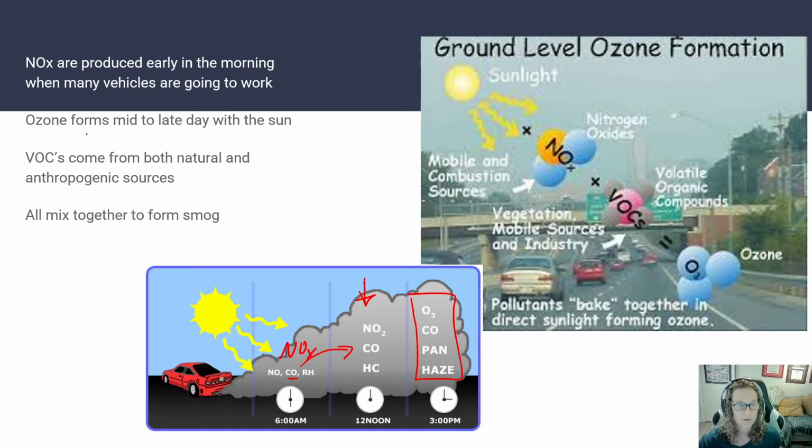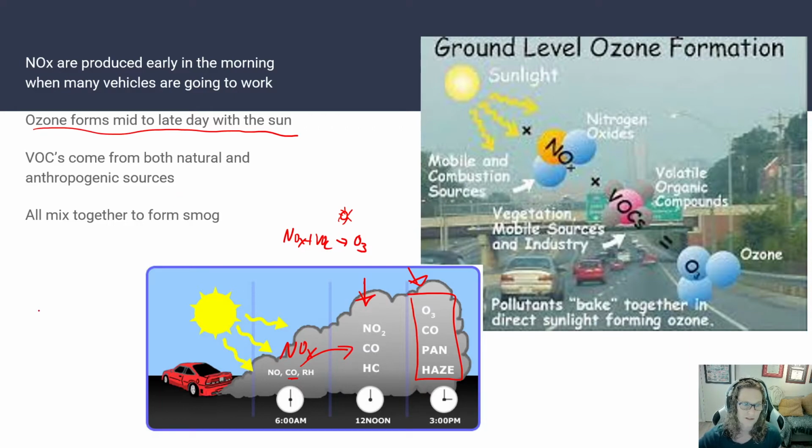So ozone shows up in the middle of the day to late in the day because of the sun creating those reactions. And remember from our previous video, ozone comes from a NOx and a VOC to give us this ozone, but it also needs sunlight to be the catalyst for the reaction. So that's why in the afternoon when the sun's out, ozone shows up.